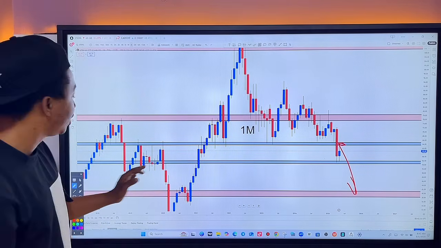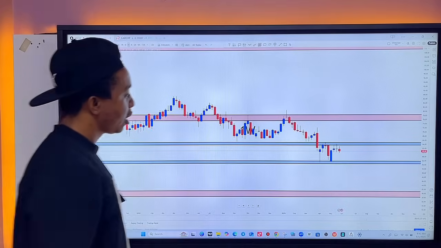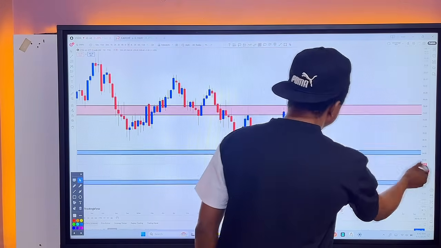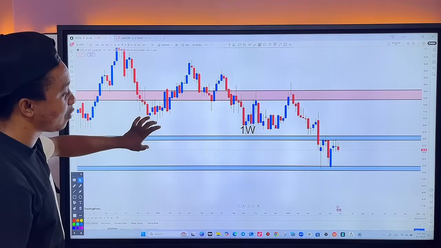Let me take it again to the weekly time frame where I can add another meaning for you guys. Alright, so this is the weekly time frame of US oil. Now US oil on the weekly time frame, let's add one more meaning.